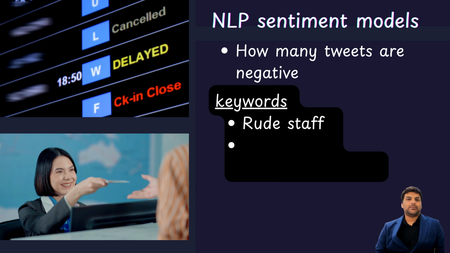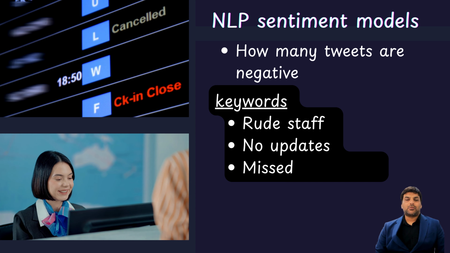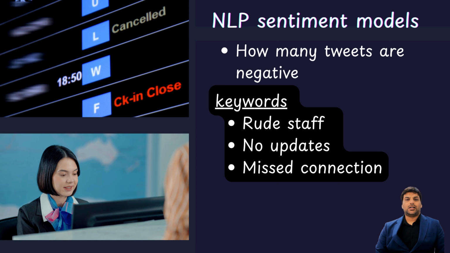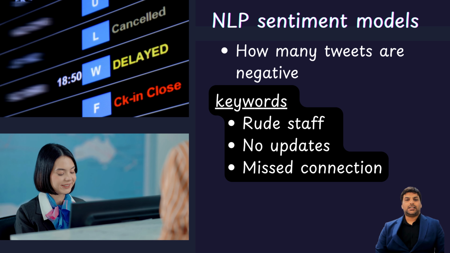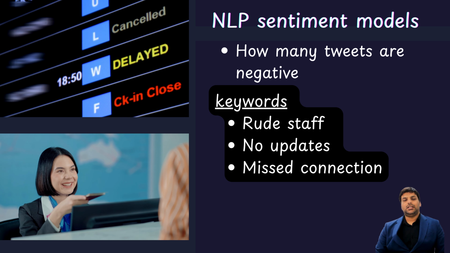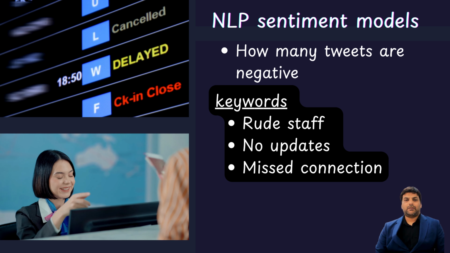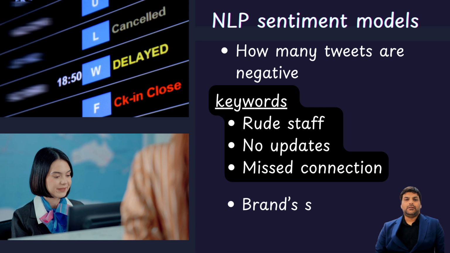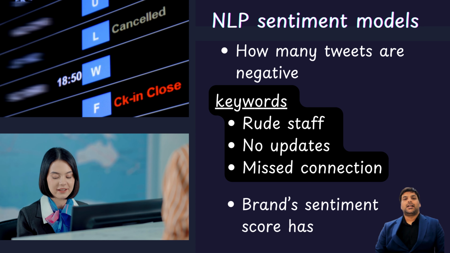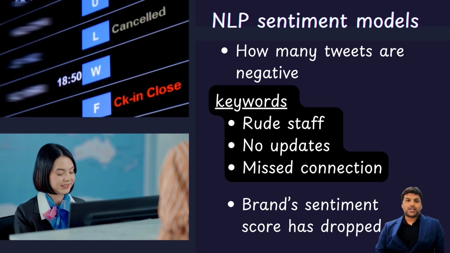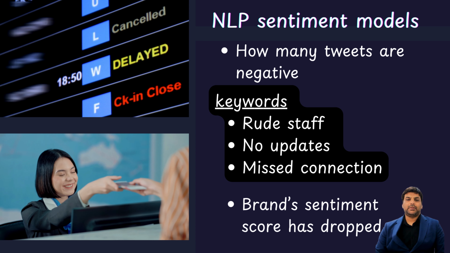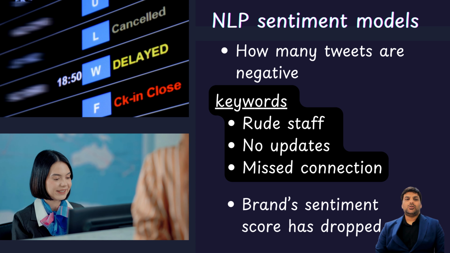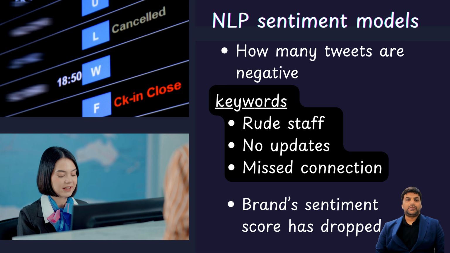Is it rude staff? Is it no updates? Is it misconnection? So these are the three keywords. If they find any common keywords, then has the brand's sentiment score dropped or not. So this enables real-time crisis management, allows PR teams to respond strategically, and improves customer recovery efforts.